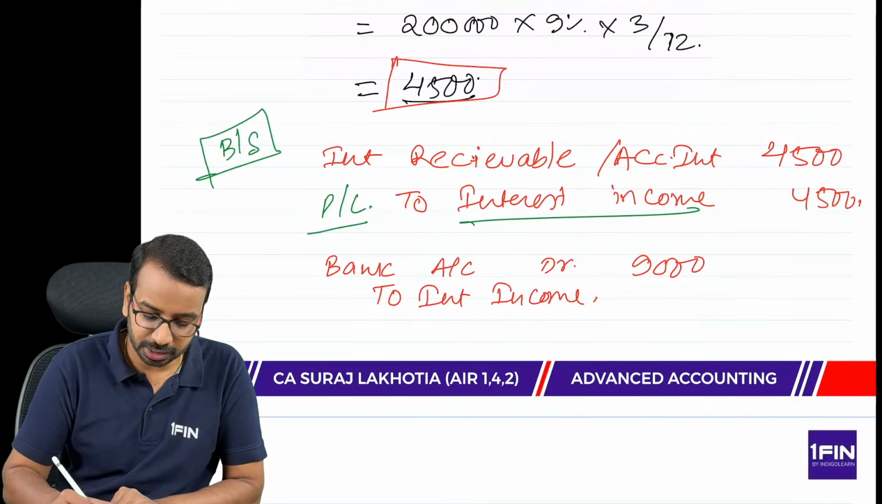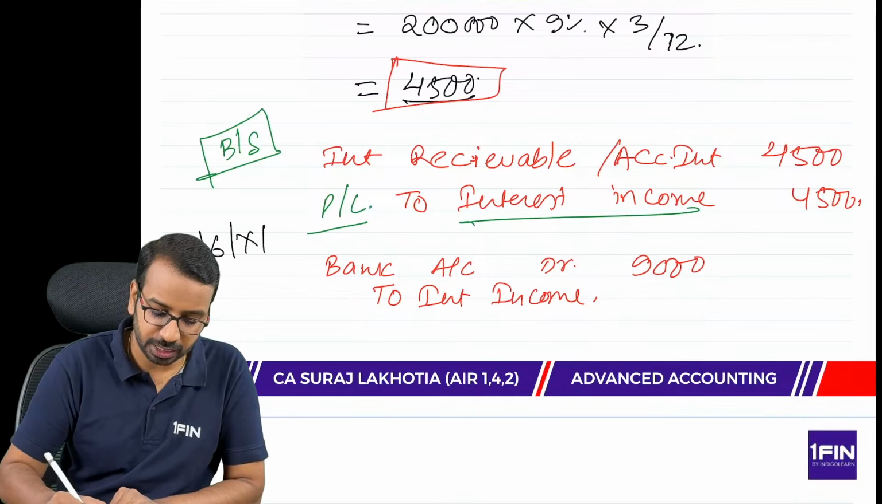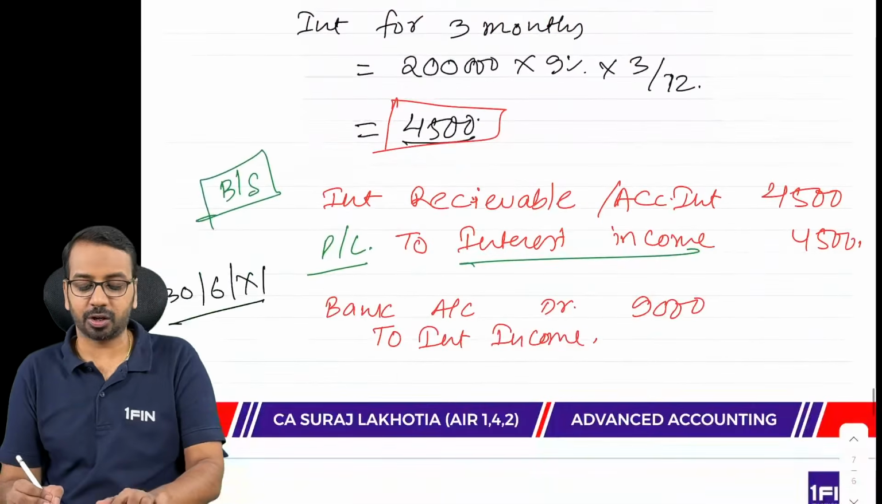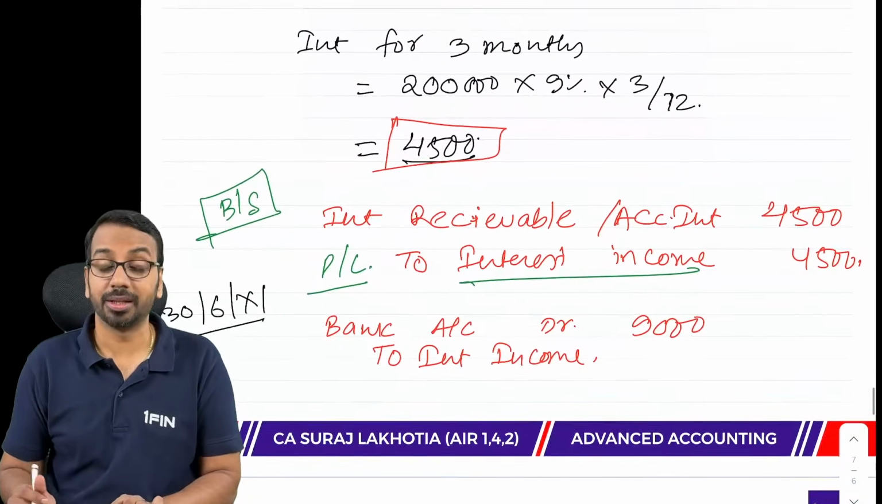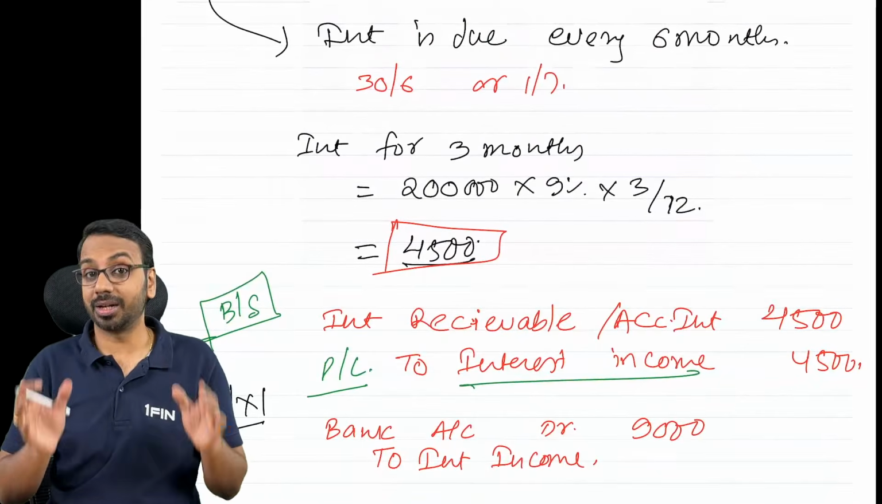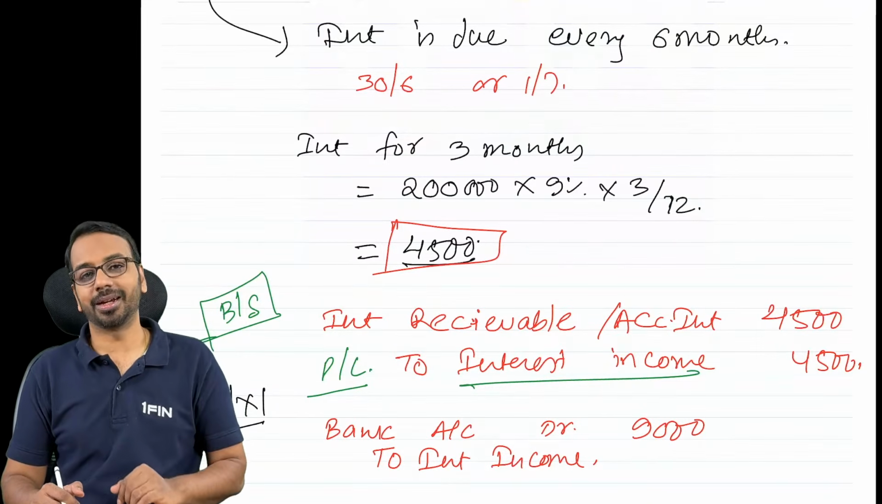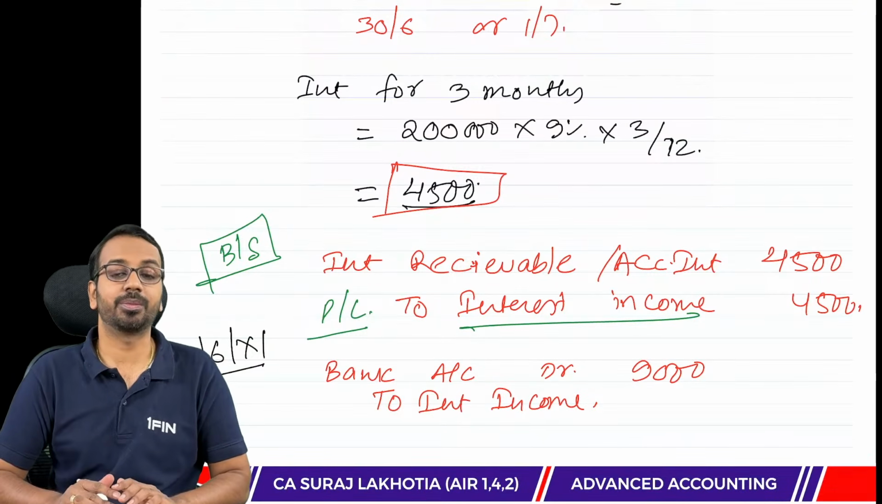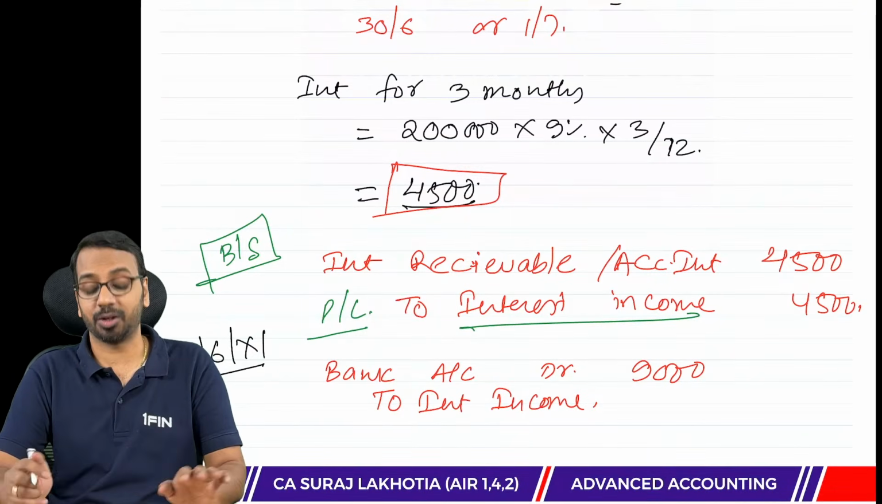This is on 30th of June of year 1. We have closed the balance sheet of the previous year on 31st of March of year 1. So when I receive 9,000 of interest income on 30th of June, what should be the entry? Now don't say bank account 9,000 to interest income 9,000. That is not the correct treatment.